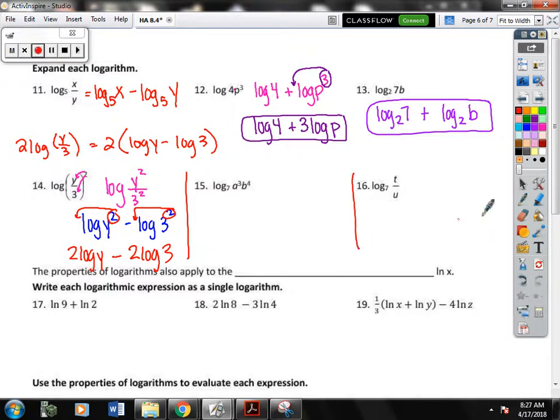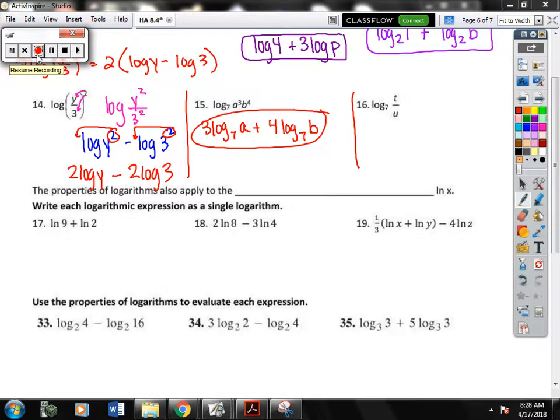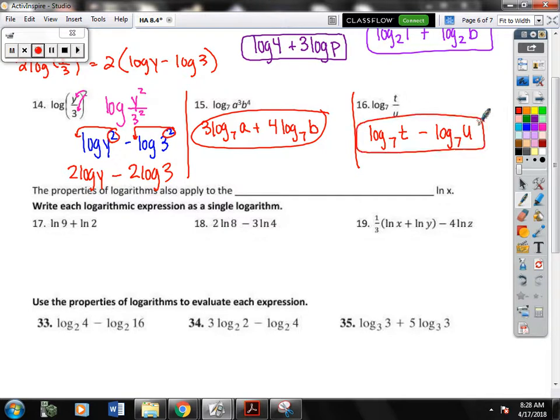See if you guys can try 15 and 16, and then we will take a look at some natural logs. And the last one should have been the easiest one of all. Probably Sam? Log base 17 minus log base 7. Good. That was just the quotient rule. It didn't have any more than that.